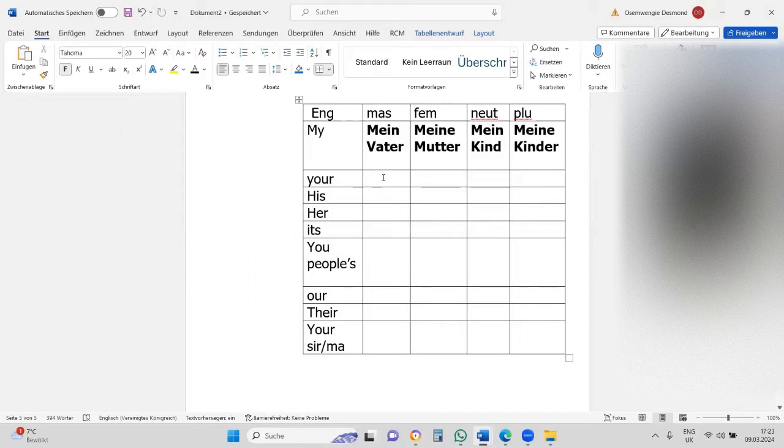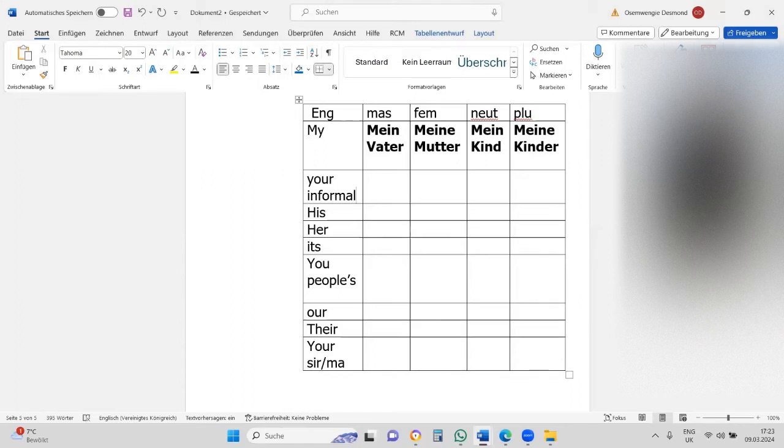Good. What about your informal? If you're referring to your friend, please use this kind of possessive form. Please be very careful. Know when you're saying to your daddy, "Daddy, here is your food, sir." That is formal.